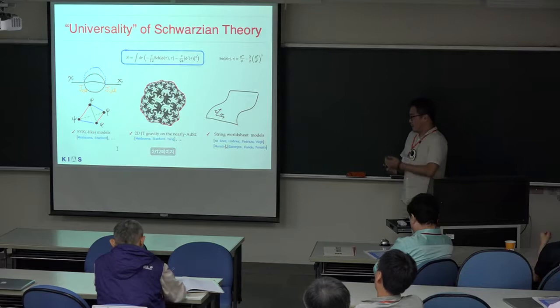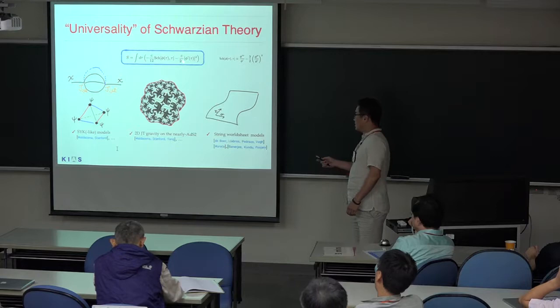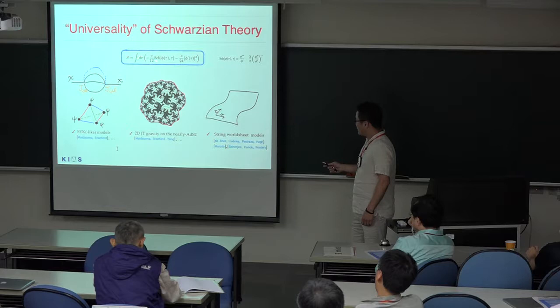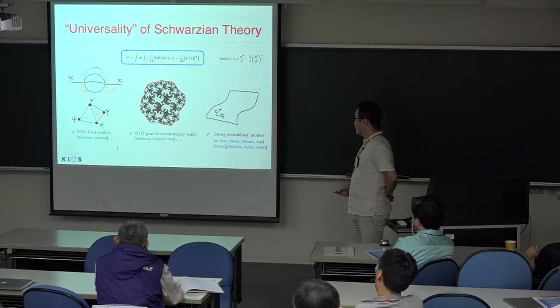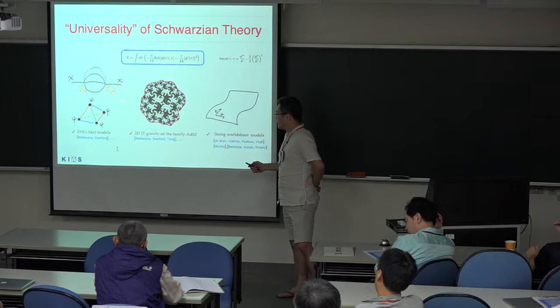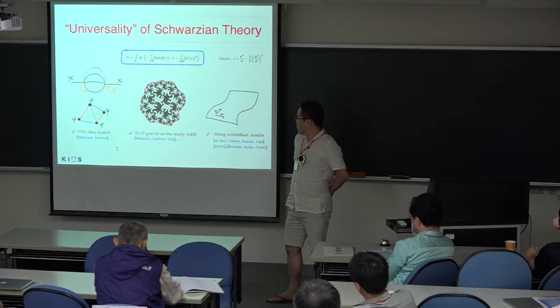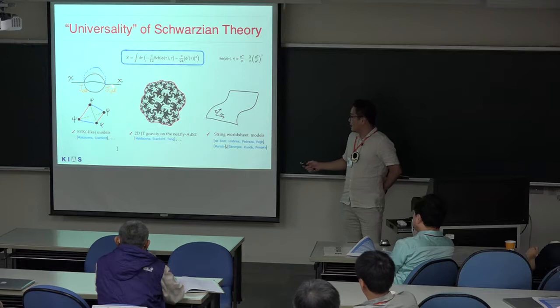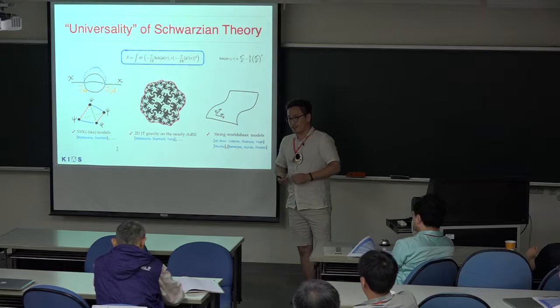So why do I study the Schwarzian theory? Because of universality. The Schwarzian theory is given by this Schwarzian derivative, and the action is just a one-dimensional theory. This appears in SYK-like models, for example. The SYK model is N Majorana fermions with some relevant coupling constant, and in the Lorentzian limit there is melonic dominance and so on. And this theory exhibits maximal chaos.